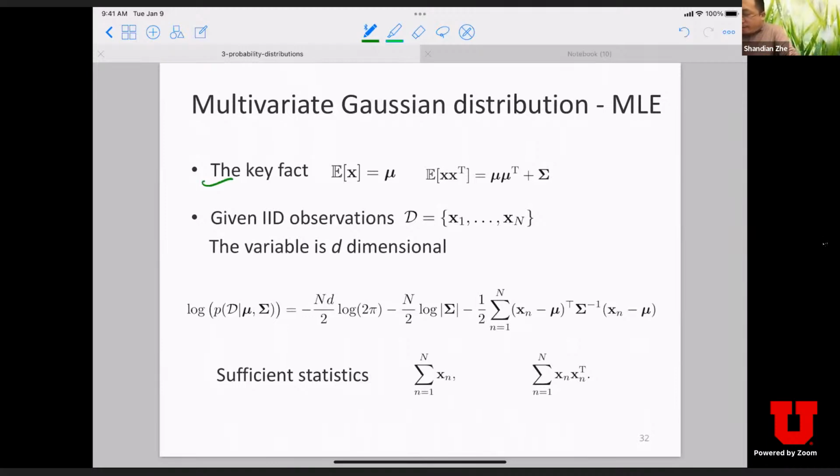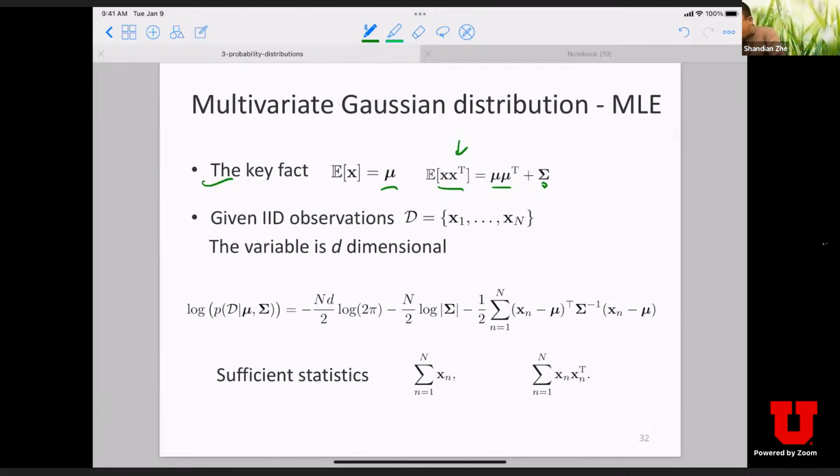There is one key fact about the multivariate Gaussian: if we take the expectation of x, it is simply mu, the mean parameter. And if you take the expectation of x x transpose, remember here it becomes a matrix, a vector times a vector's transpose. This will be the covariance matrix plus mu times mu transpose.